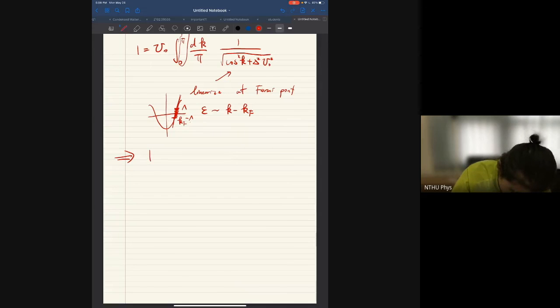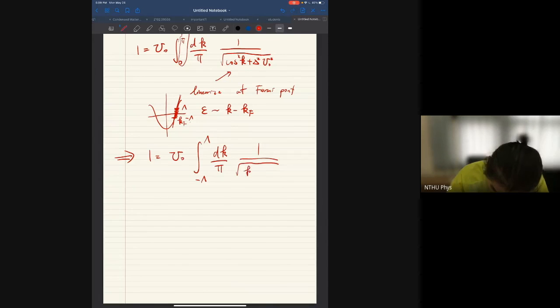So you get 1 equals an integral from minus lambda to lambda near the Fermi point. We do the same thing: near the Fermi point we linearize the spectrum, so it becomes k squared plus delta square mu square. And this integral you know how to do, so that will give you the log function, right? So basically you get log of 2 lambda divided by delta mu naught. Okay.